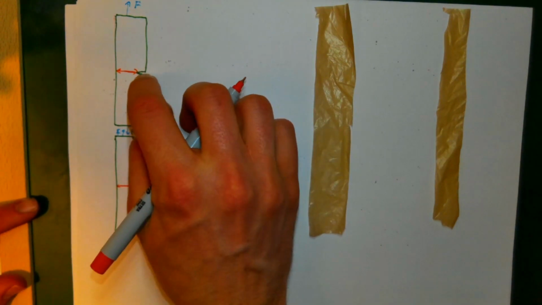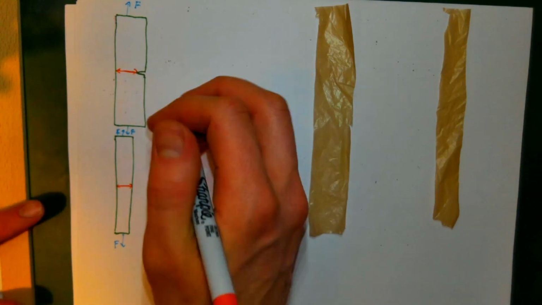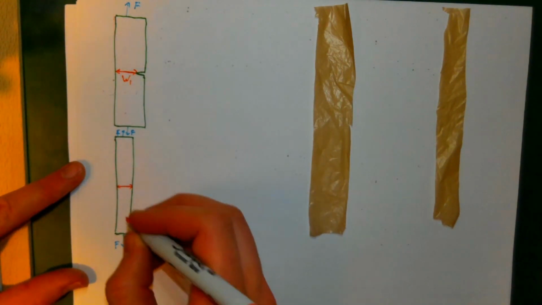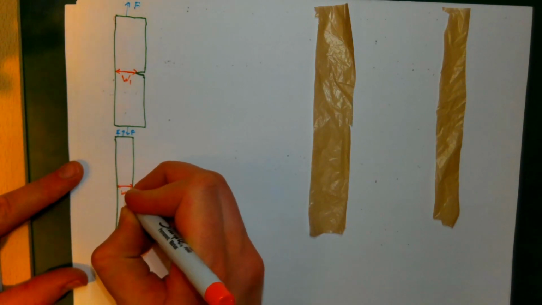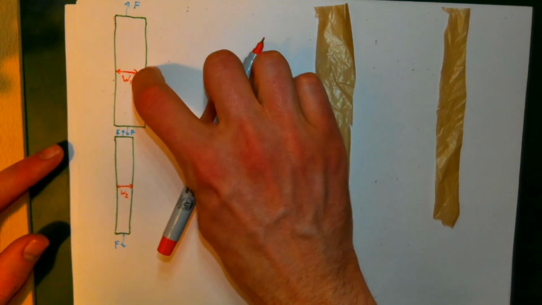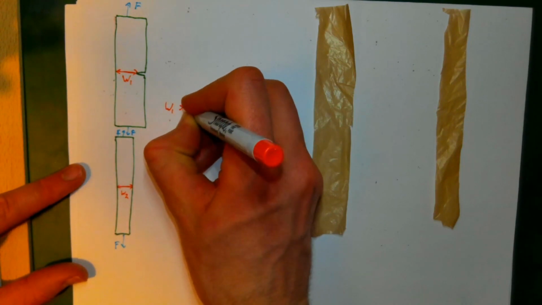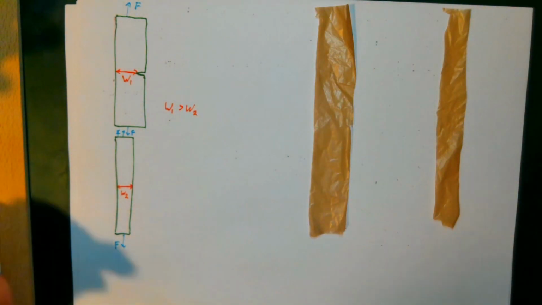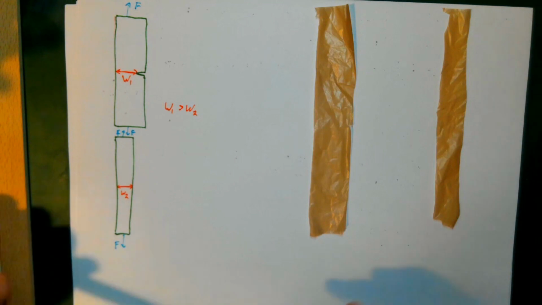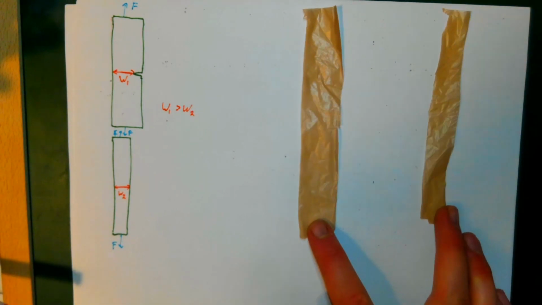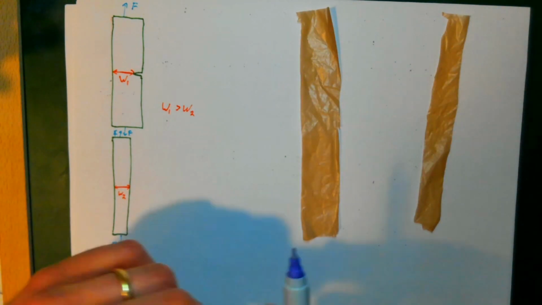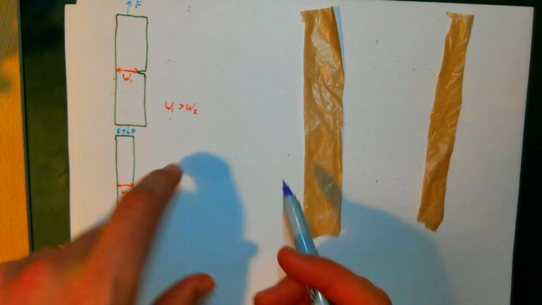But even given the little bit of a clip here, let's call this width W1, and we'll call this width W2. Even given the cut, W1 is bigger than W2. So if we were thinking from a naive approach, which one has more stress?